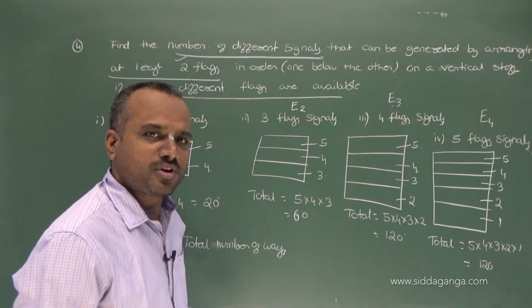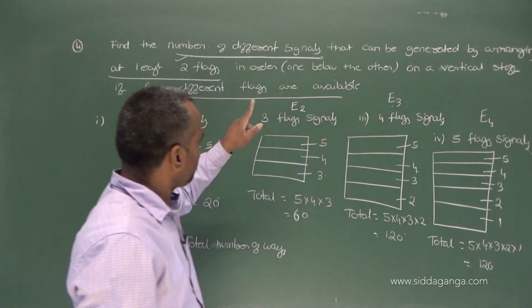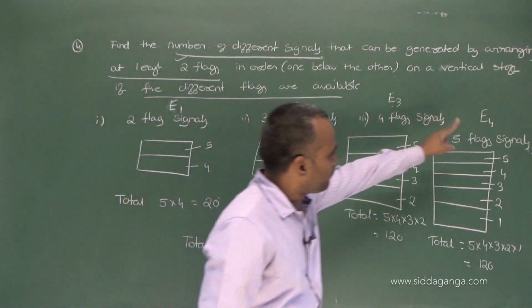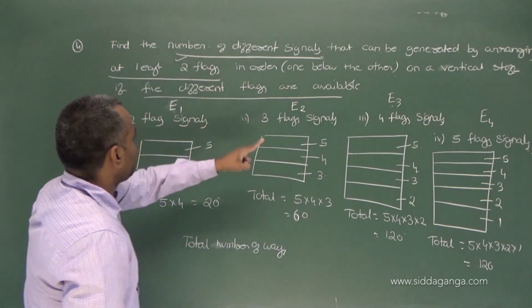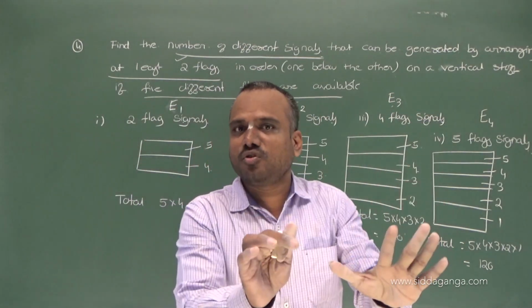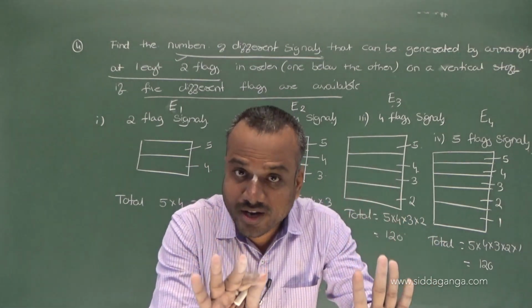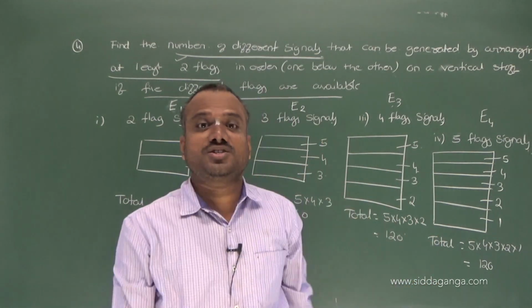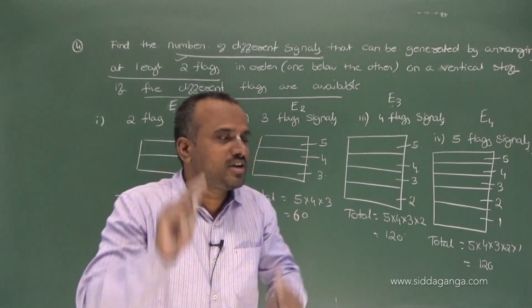E2 is not dependent upon E1. E3 is not dependent upon E2 as well as E1. E4 is not dependent upon E3, E2 and E1. Means E1, E2, E3 and E4 are independent events. They are not dependent events.